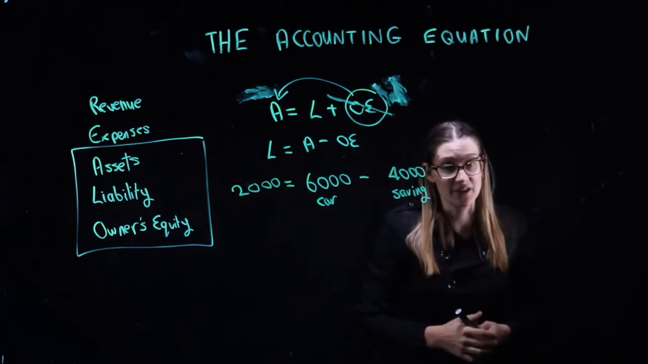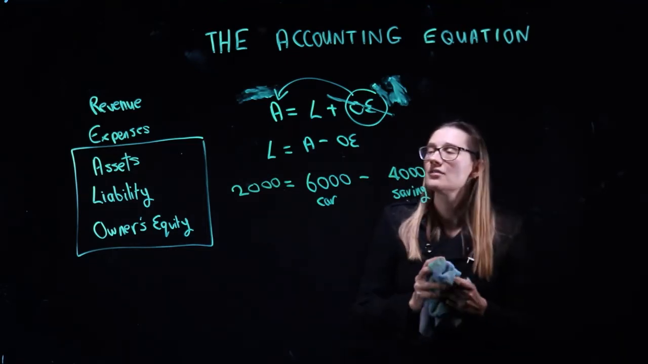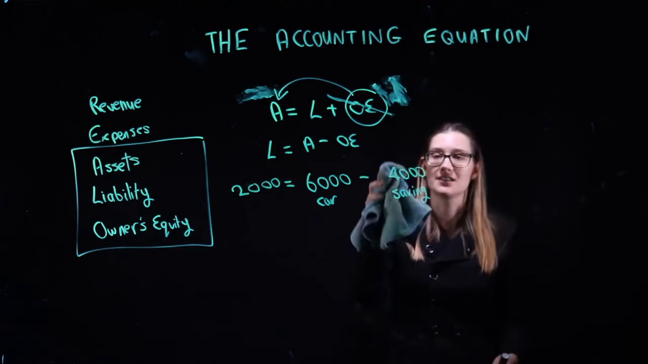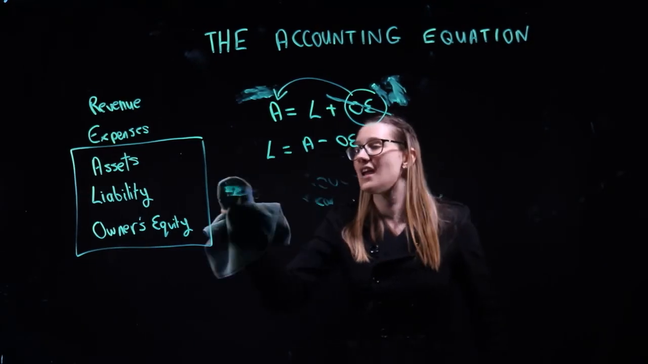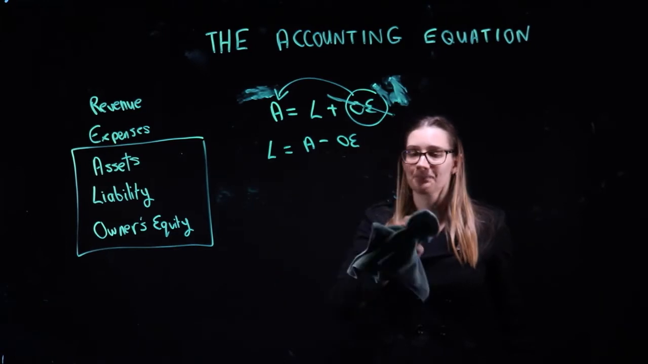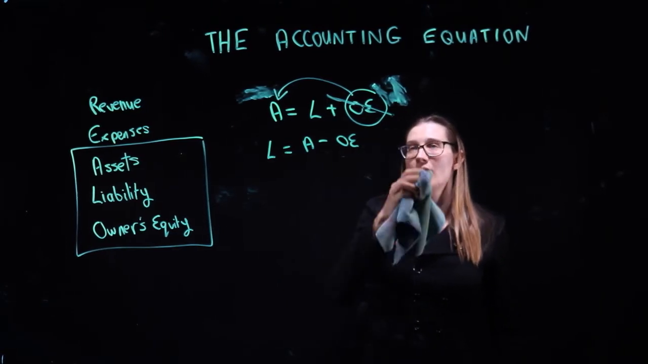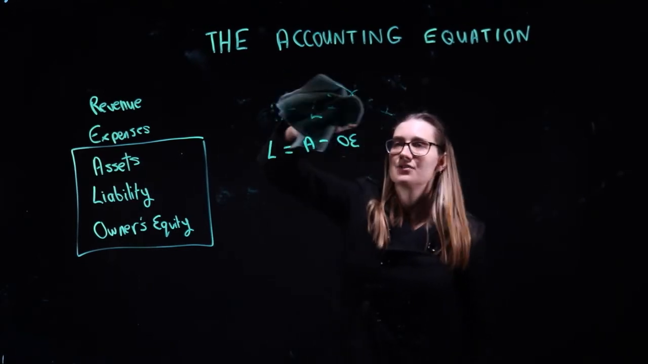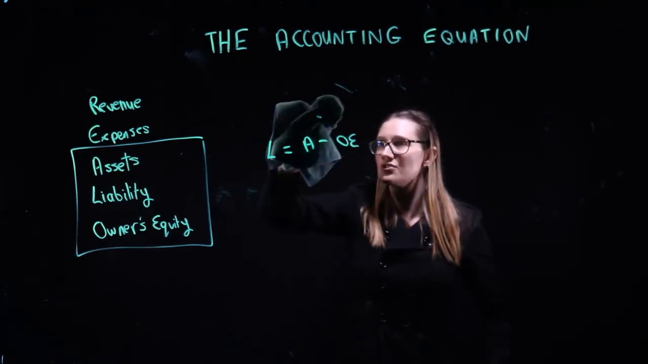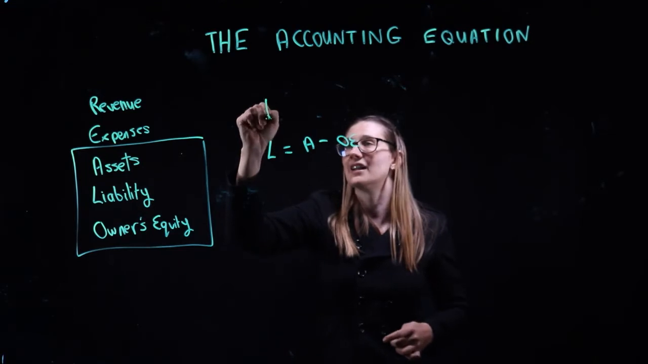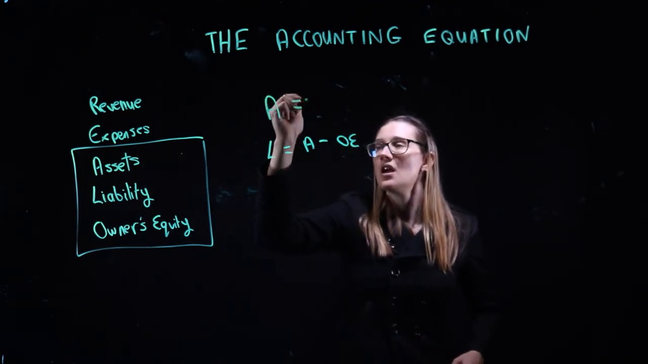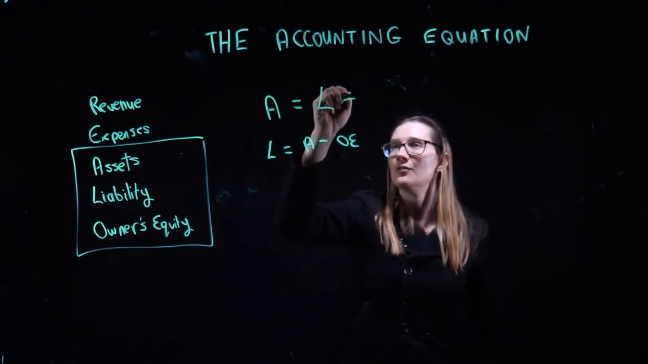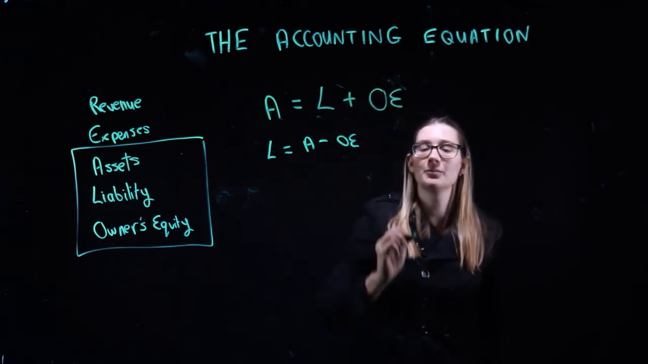Now the other way that we can rearrange this equation is actually the most common way of seeing this, and that is having owner's equity on its own. So if we go back to the original equation that we had up here, I'll just fix that up now and rewrite the original way. So with our original way, remember, assets is equal to everything you own is equal to what you have borrowed plus what the owner has contributed.